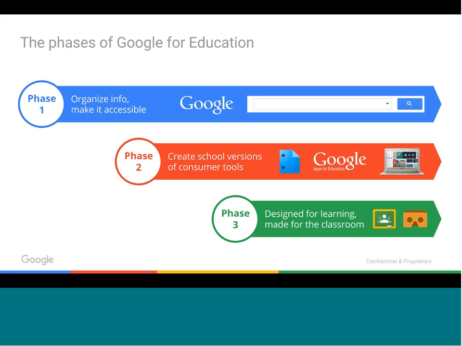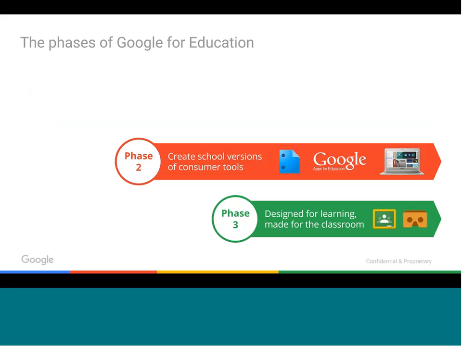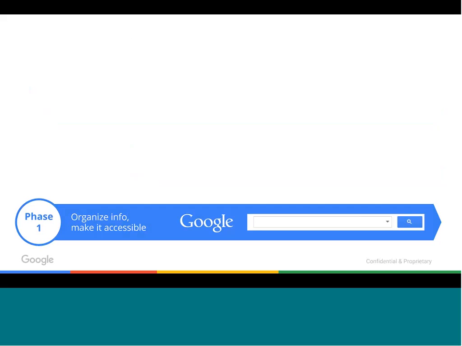Next, we take consumer tools and transform them into school versions of these. So that's where you see Google Apps for Education and Chromebooks as well. And the third phase, the phase that we're currently in right now, is designed for the classroom. I'll go into a little bit more detail.